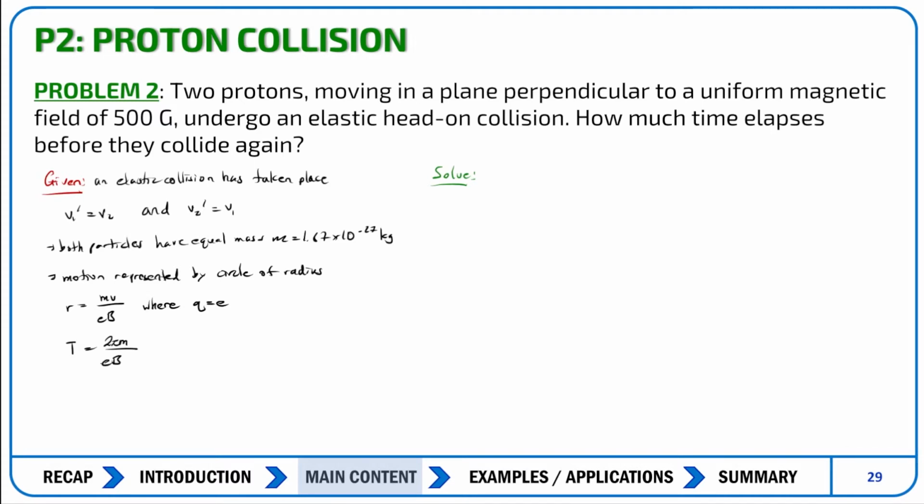So when we're solving, we just use T is equal to 2 pi times 1.67 times 10 to the negative 27 kilograms, e is equal to 1.6 times 10 to the negative 19 coulombs, and we have 500 gauss, which is 5 times 10 to the negative 2 Tesla. So we just have to make sure we're using SI units. Then we have 1.31 microseconds as the time that elapses before they collide again.